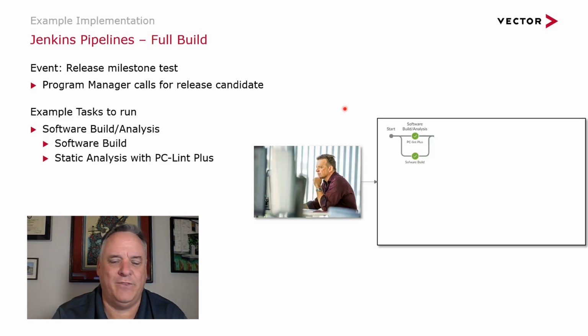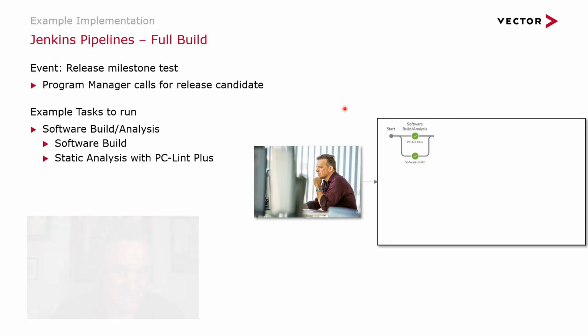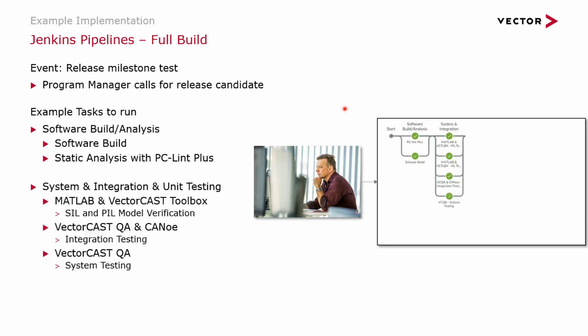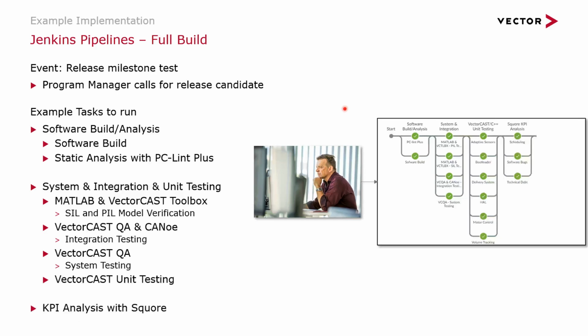And they're going to do the PC lint analysis, the static analysis, system and integration and unit testing, whether they're calling out for a MATLAB with the VectorCast toolbox to do their software in the loop or processor in the loop model verification, pull up QA and Canoe to get that integration testing done, maybe using their own test bed for the factory acceptance testing, getting code coverage out of that, bring in the unit testing again, having those run in parallel, and then doing your KPI analysis with SCORE.